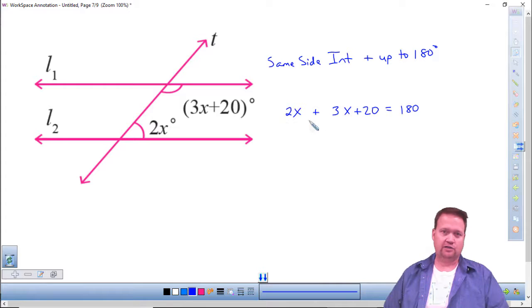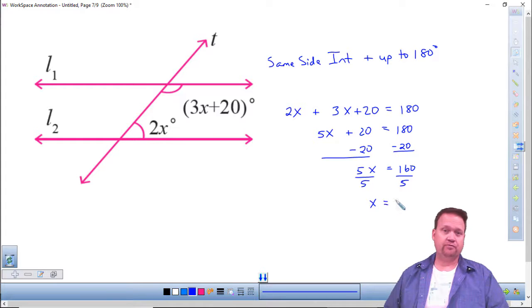Just combine like terms. 2x plus 3x is 5x, plus 20. And we're just going to take a moment and solve the equation to find x. A lot of times we're just asked to find x. So here we get 5x equals 160, and when we divide by 5, we get x equals 32.